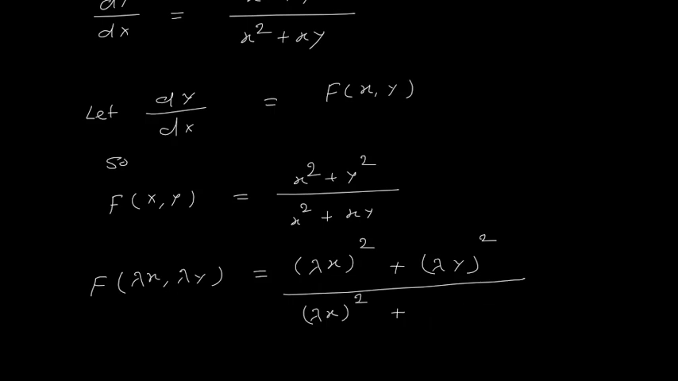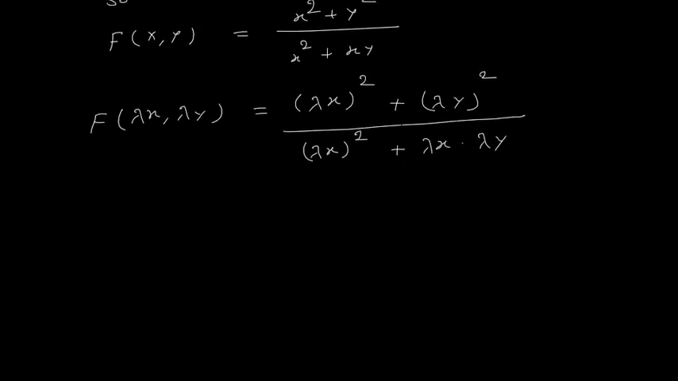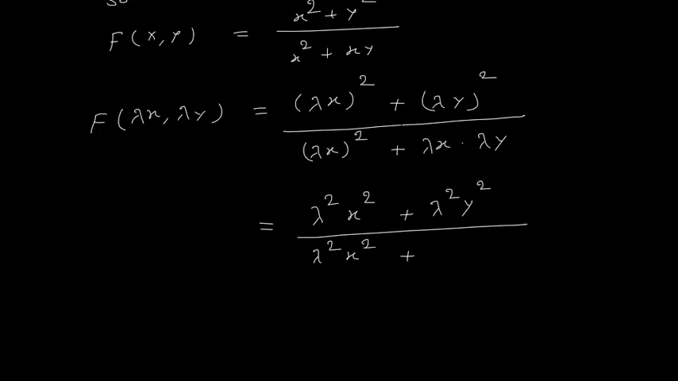So in place of x it is lambda x, and in place of y it is lambda y. So this becomes lambda square x square plus lambda square y square upon lambda square x square plus lambda square xy.